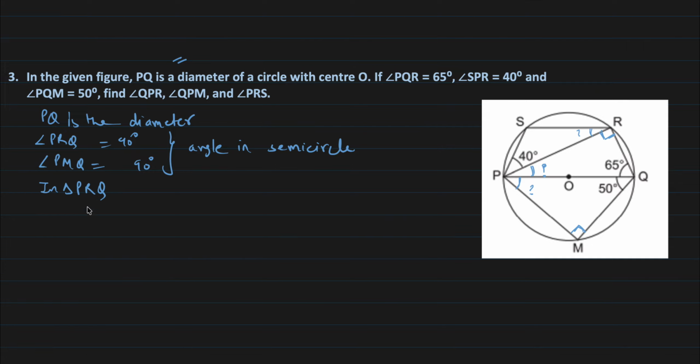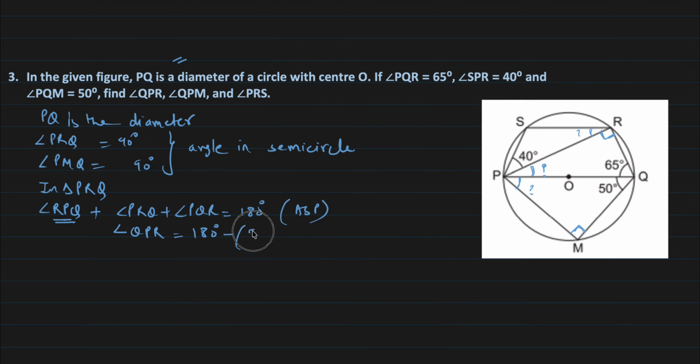In triangle PRQ, angle RPQ we do not have, we have to find that out, plus PRQ plus angle PQR is 180 degrees, angle sum property. So from here we can say RPQ, or I'll say QPR, is 180 minus (90 plus 65). So what's that? 5, 9 and 6 is 15. So when you subtract, 25 degrees. Yeah, so this comes out to be 25 degree.